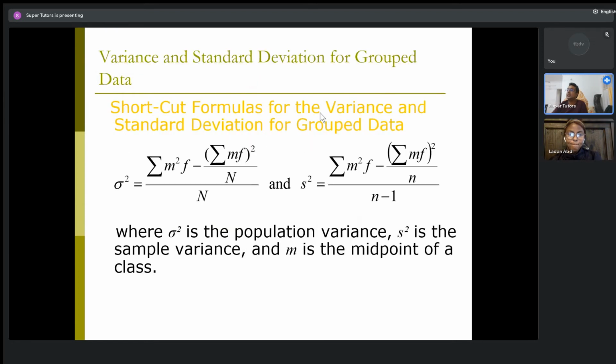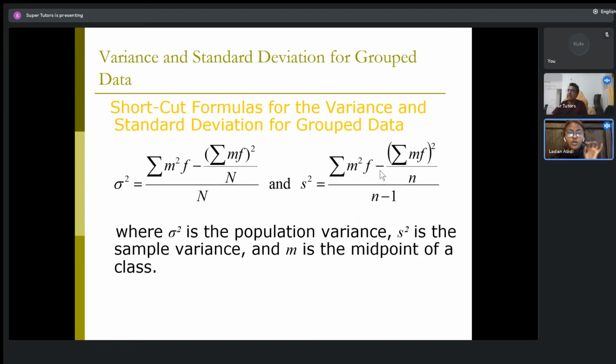And if you have to find the variance and standard deviation for group data, the formula is again slightly complicated. So for population variance, sigma square, you have summation of m square f minus summation of mf whole square divided by n, all divided by n. For sample variance, the numerator remains the same and the denominator changes to n minus 1.